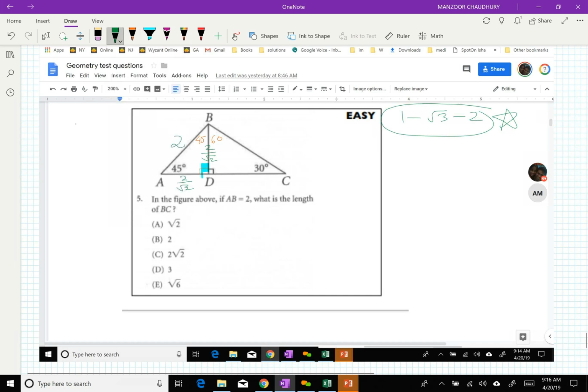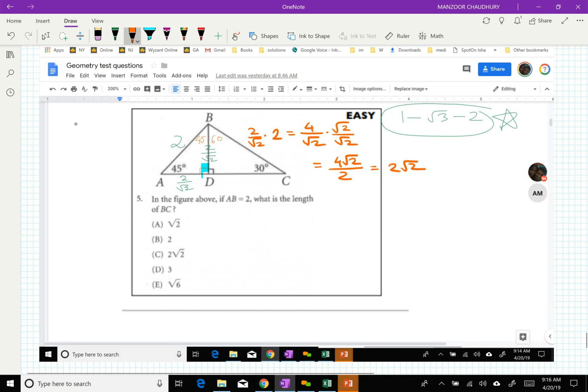So 2 over root 2 multiplied by 2. Sorry. Multiply with root 2 over root 2. So 4 root 2 over 2. So 2 root 2.